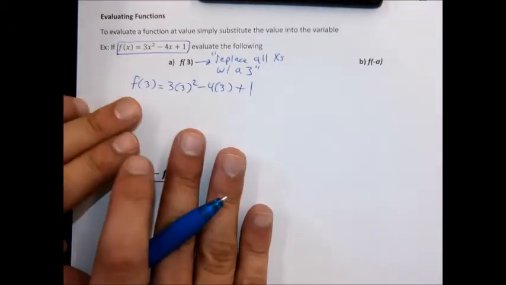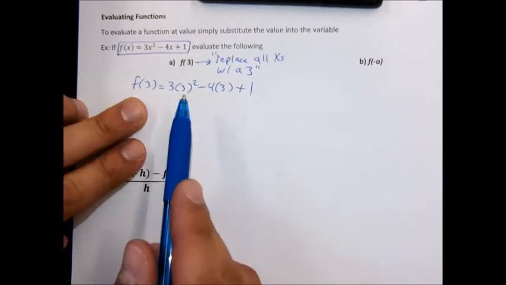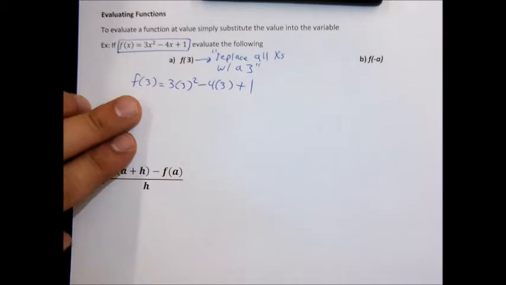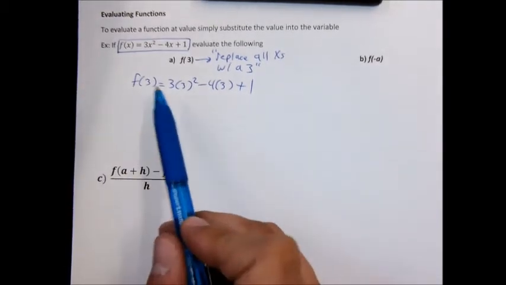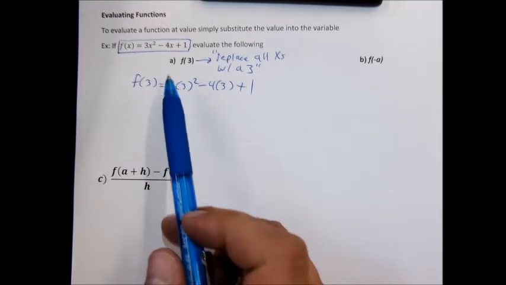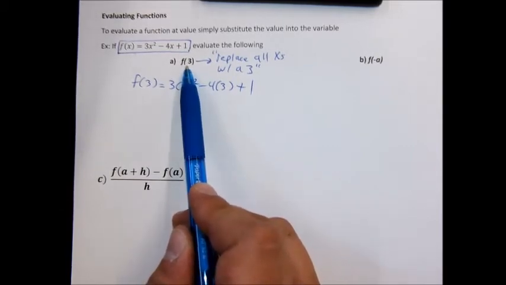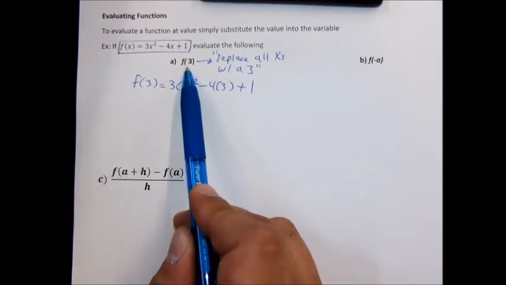And I'm not even going to simplify that. I'm just going to leave it like that. Yeah, we could simplify that down to a number, but that's not what I'm trying to focus on right now. I'm just trying to focus on the instruction of what that means. When you see f, parentheses, and then something in the parentheses, it means remove the variable and put in whatever's in the parentheses.